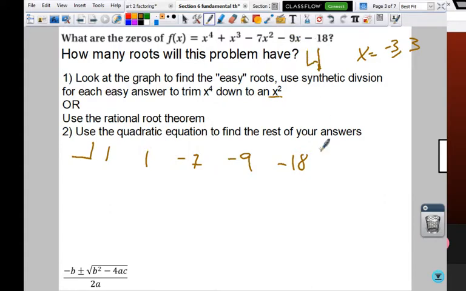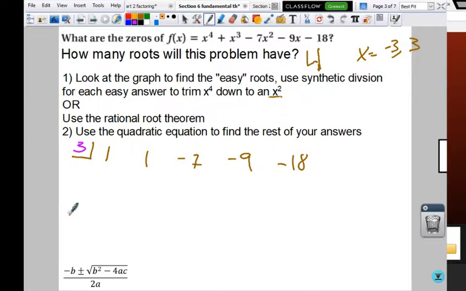And synthetic division is going to be nice because I am going to take one of these numbers. It doesn't matter which one. It doesn't matter if it's -3 or 3. I'm just going to start with 3, and I'm going to plug it in my box right here. And I'm going to use synthetic division, and we're going to trim this down so it's a little smaller.